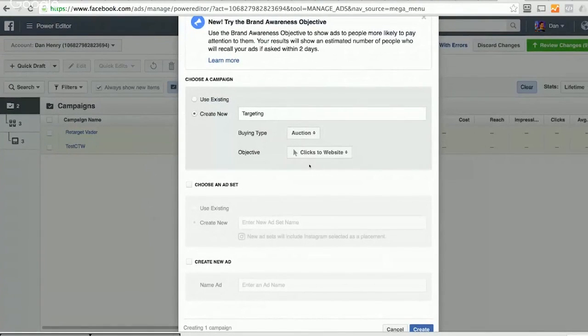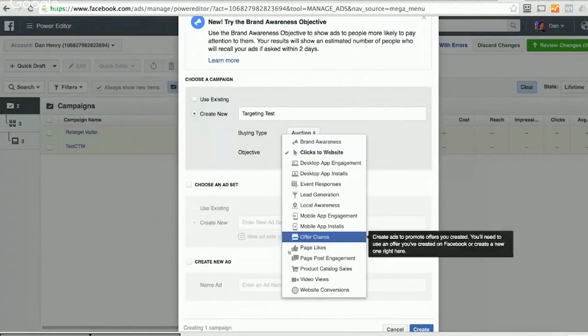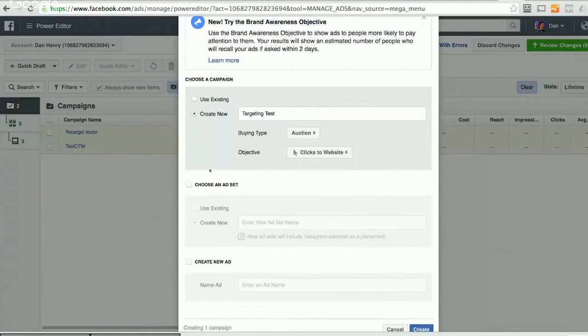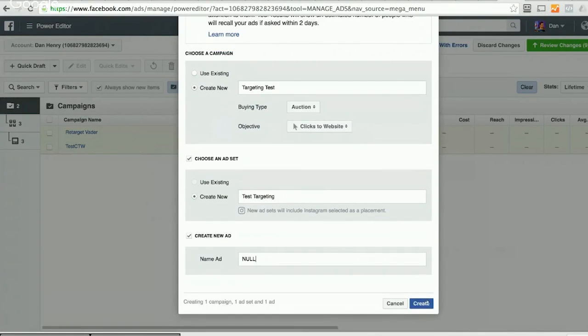and I'll say targeting test. I'll name the campaign. Doesn't matter what your engagement is. Click the website, whatever. Test. I'm not even going to do an ad. I'm just going to do the targeting. So I'll call this null, whatever, and I'll delete this later so that it doesn't end up running. So I hit create.